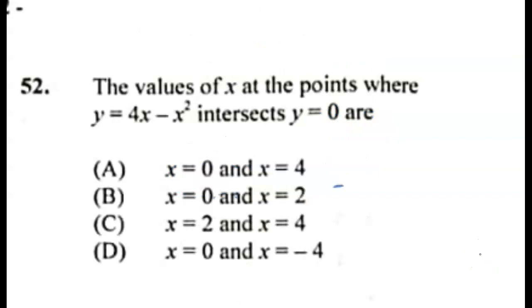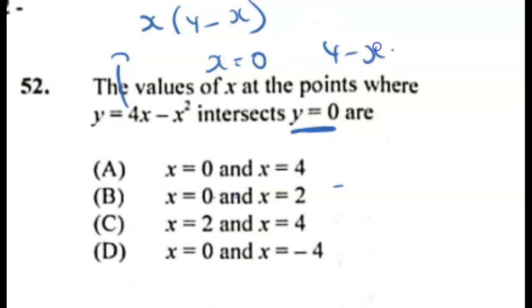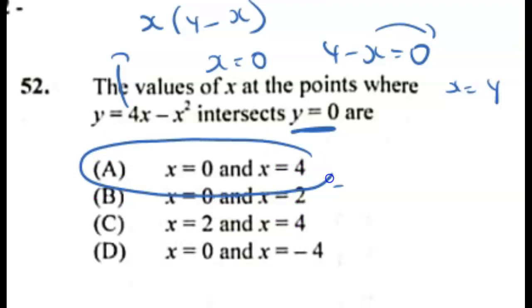52, they ask where does y is equal to 0 intersect this curve? So it will be this curve. Now if I were to factorize, I'll get x bracket 4 minus x, right? So this will be x is equal to 0 and 4 minus x is equal to 0. Sending that over, I'll get x is 4, right? So that is where y is 0. So x is 0 and x is 4 will give me the answer A.